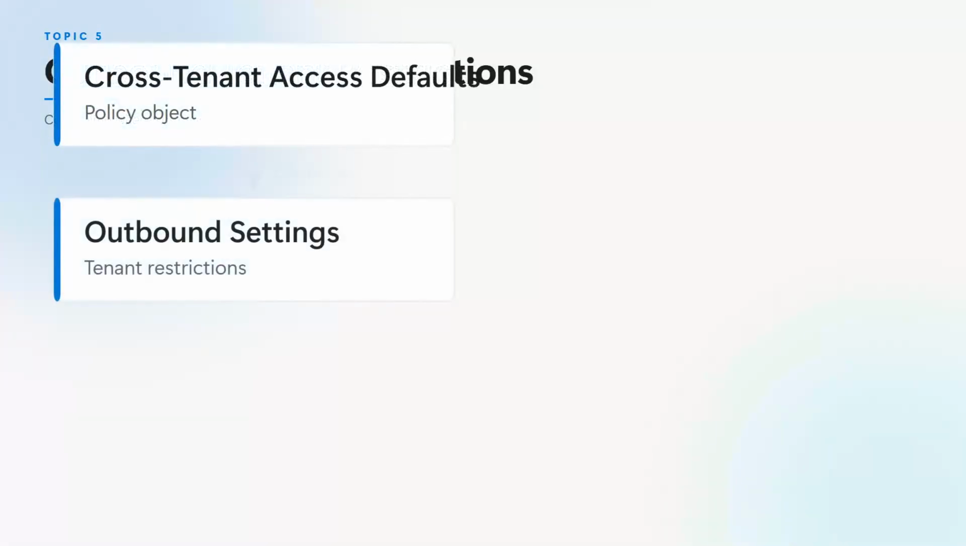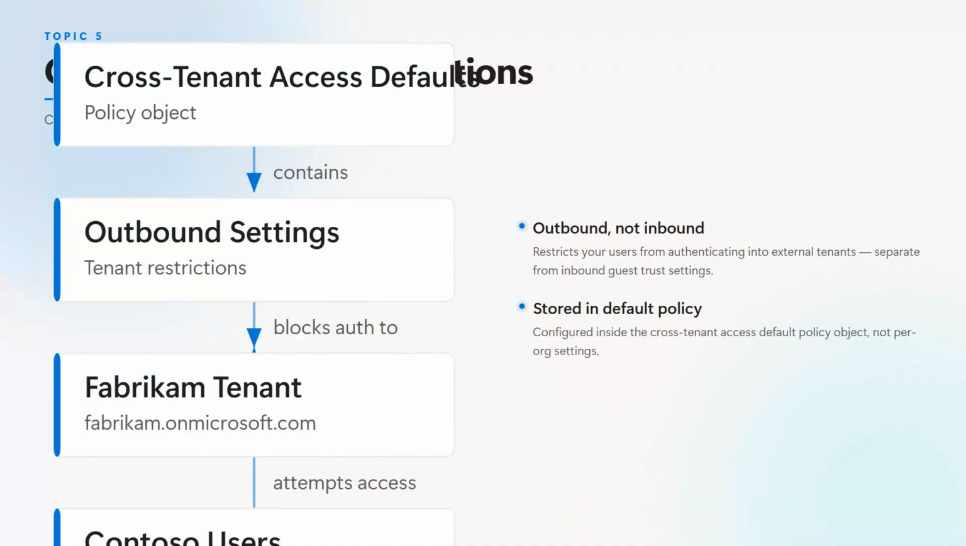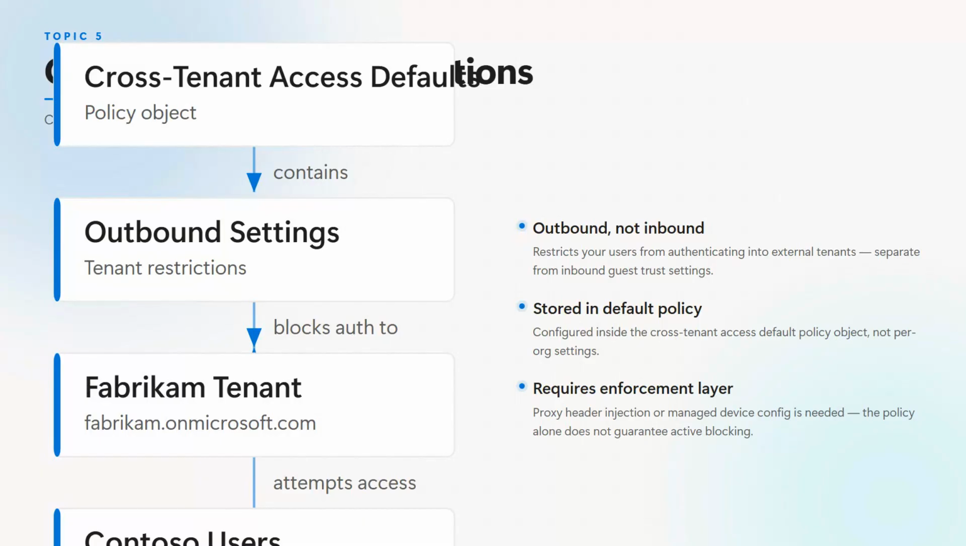When we talk about tenant restrictions, we're answering a question that's completely different from inbound guest trust. This isn't about whether we let external users in, it's about whether our own employees can take their corporate identities and authenticate into someone else's Microsoft 365 tenant. That matters because without this control, a user on a managed device could be phished into granting consent to a malicious third-party tenant, and our conditional access and session controls would never see it.